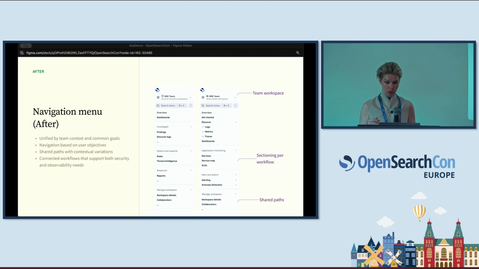The core OpenSearch experiences, like Discover and Dashboards, are shared across workspaces for similar workflows, with slight variation in placement to better adjust to the needs of observability and security analytics users. So they could be found in consistent places wherever it's relevant for specific team workflows.